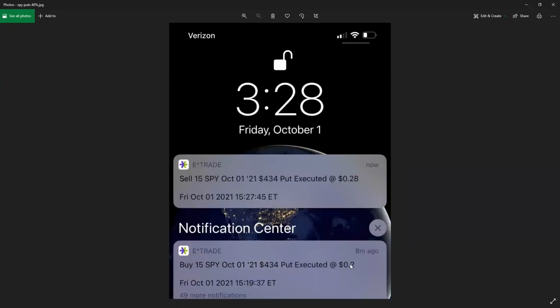Now, here was the next one. We were in at 20 cents, out at 28 cents. This was at the end of the day here. We were in at 15.19, out at 15.27 in that trade for 8 minutes. And in 8 minutes, 0.28 divided by 0.2, we made a 40% return on that day trade.